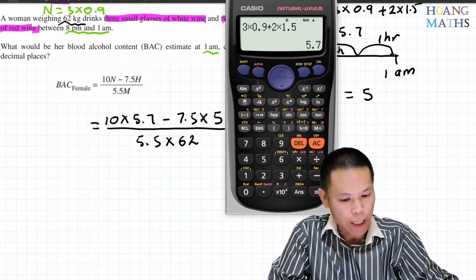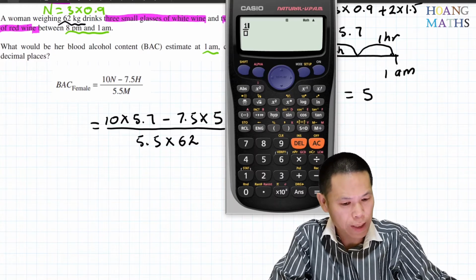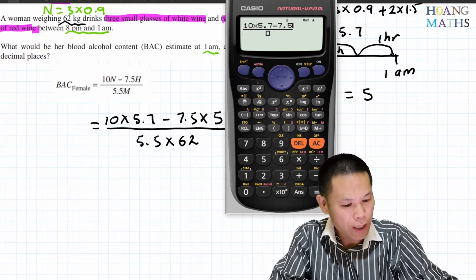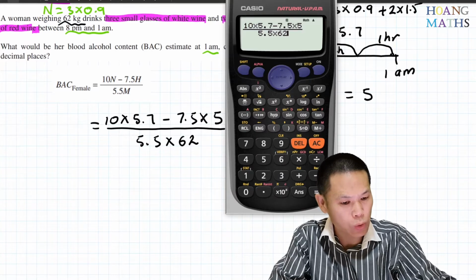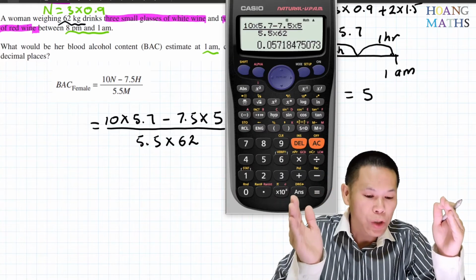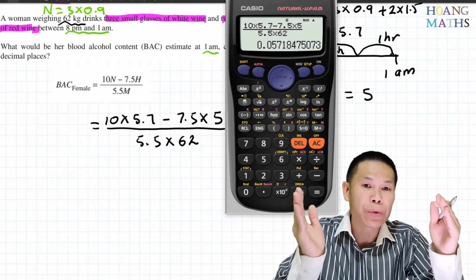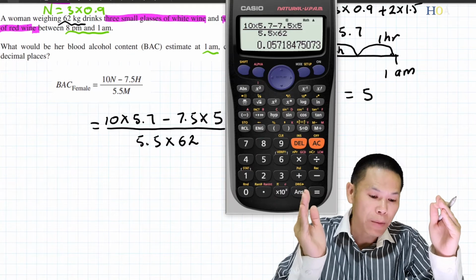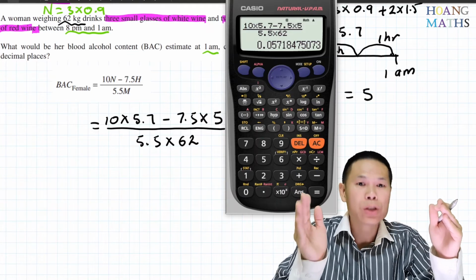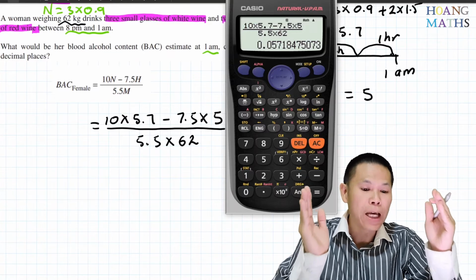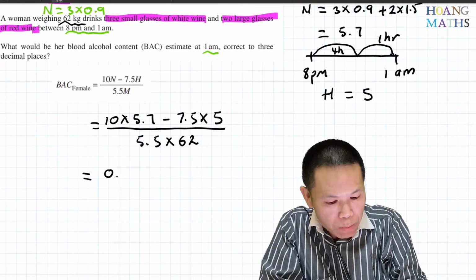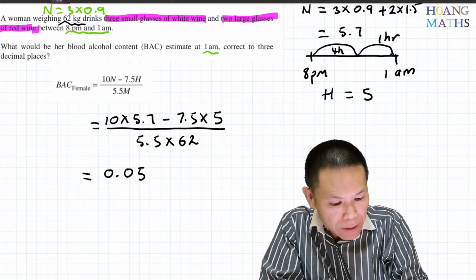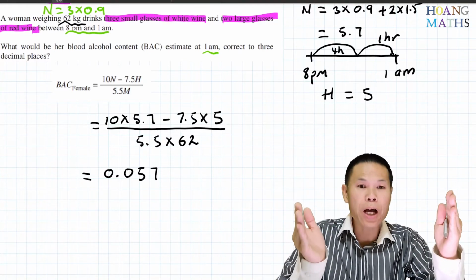So what I do is I put the fraction in first. 10 times 5.7 minus 7.5 times 5, and 5.5 times 62. So there you go. 0.057 correct to 3 decimal places, because the number after 7 is 1, which is less than 5. So therefore the answer is 0.057. There you go.